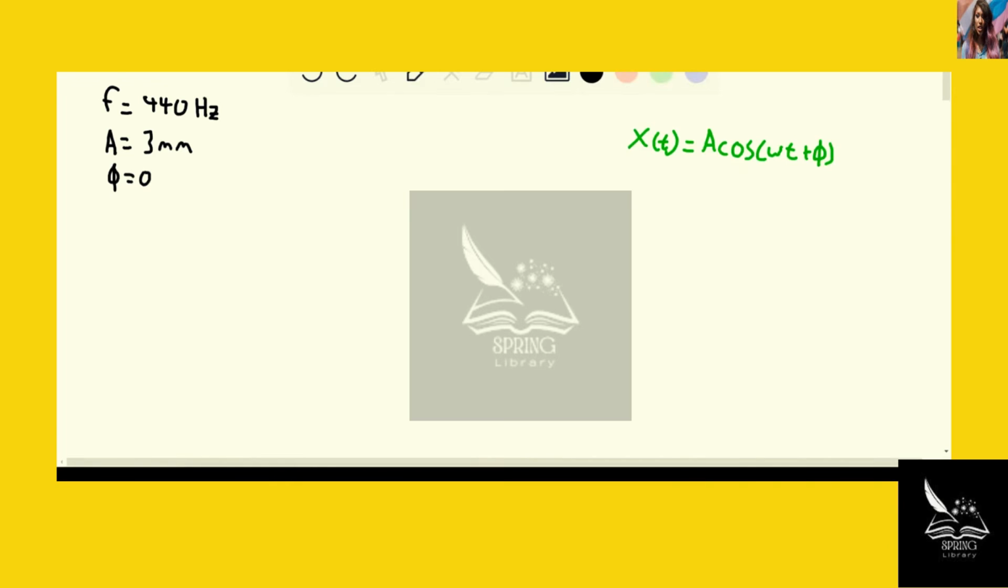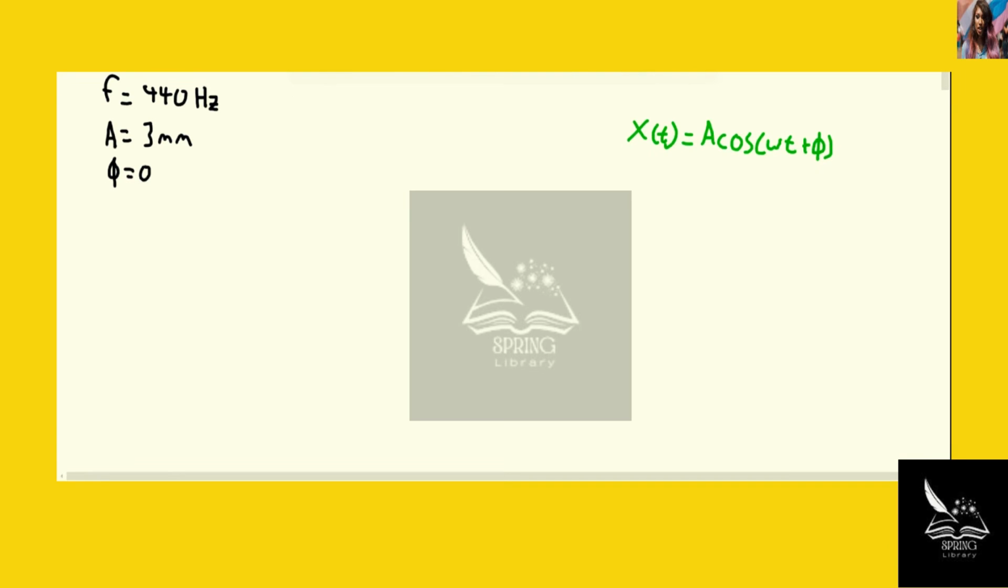Hi there. Today we're talking about a problem with a guitar string. We're told in the problem that the guitar string is vibrating at 440 hertz with an amplitude of 3 millimeters and no phase. So when we're looking at the idealized equation for simple harmonic motion, I've written it in green on the right.